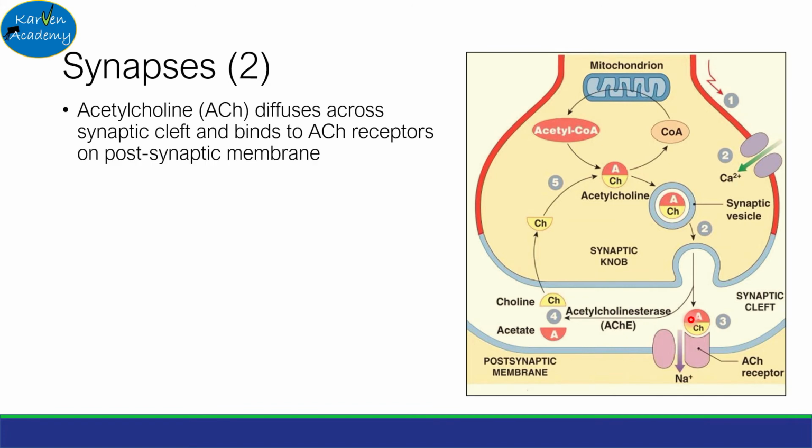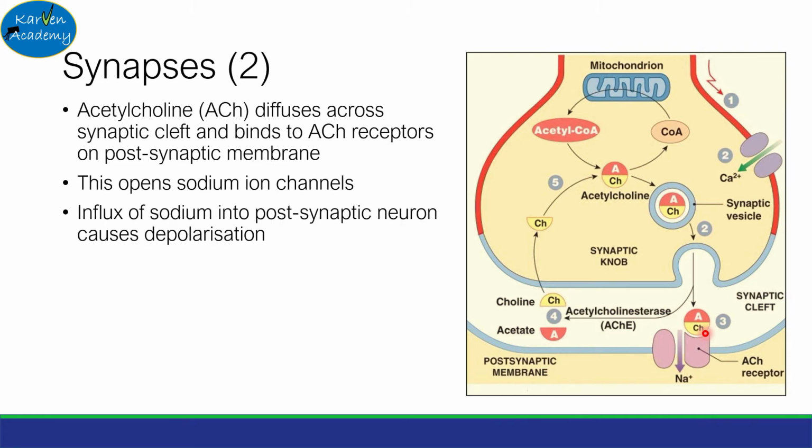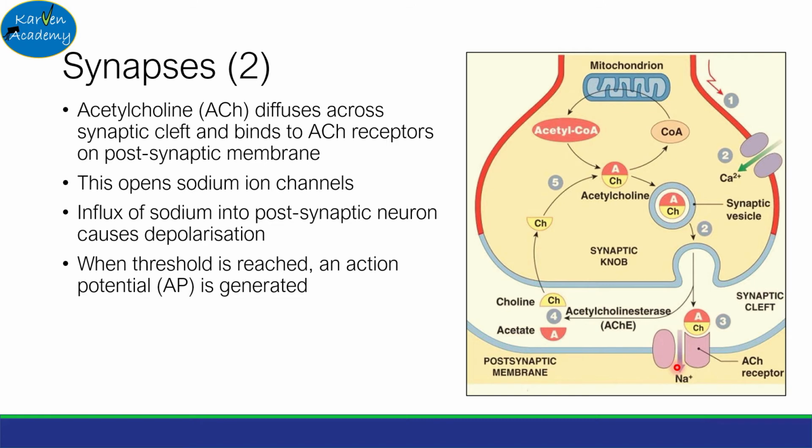So like I said, acetylcholine diffuses across the synapse and binds to the acetylcholine receptor on the postsynaptic membrane. And this opens sodium ion channels, which is dependent on acetylcholine binding to the receptor. So when the sodium ion channels open, there's an influx of sodium ions into the postsynaptic neuron, which causes depolarization. And if threshold is reached, an action potential is generated.